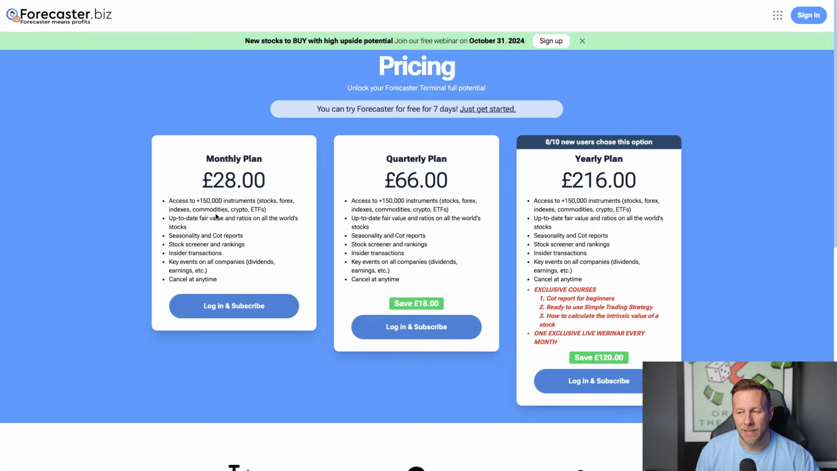Now, when it comes to pricing, there's not too much to know about this. You basically get all the features with all of them. It's just going to be slightly better value for money. So the monthly plan's £28 per month, which is probably about €35 or $40 per month. And then the quarterly plan is going to give you an £18 saving. And then the yearly plan is obviously a massive saving of £120 or €150 or €160, something like that at the time of this recording. It's going to give you a good saving.